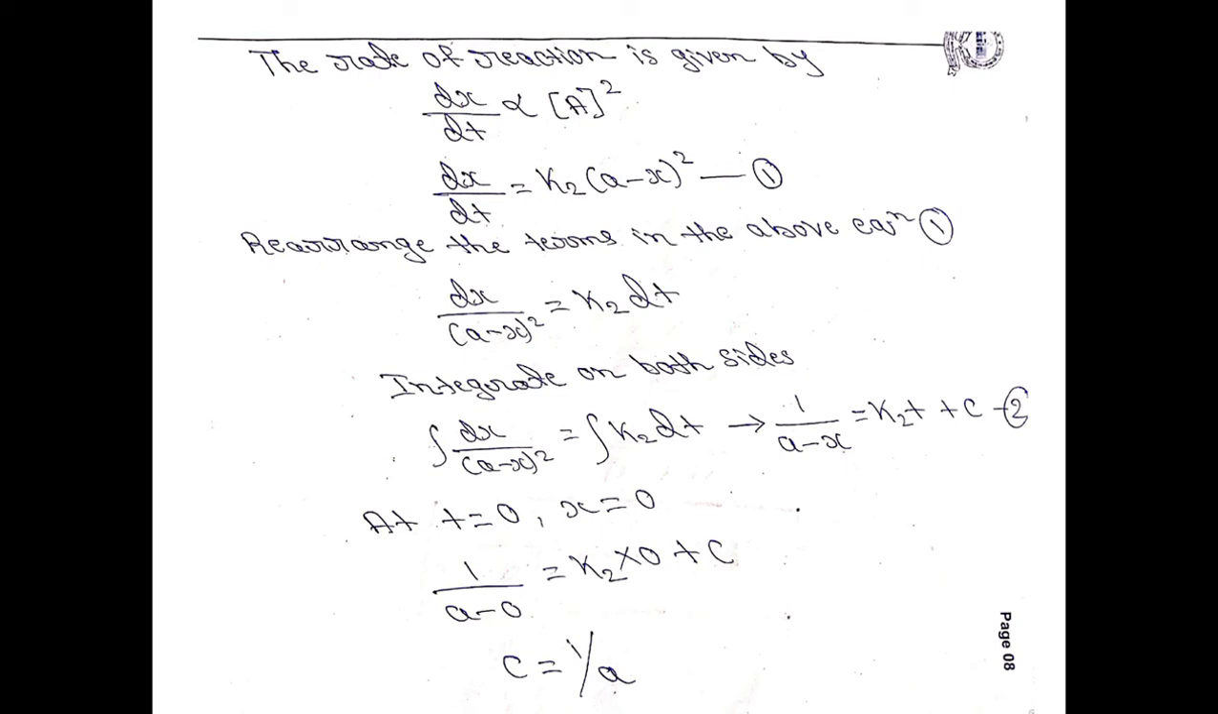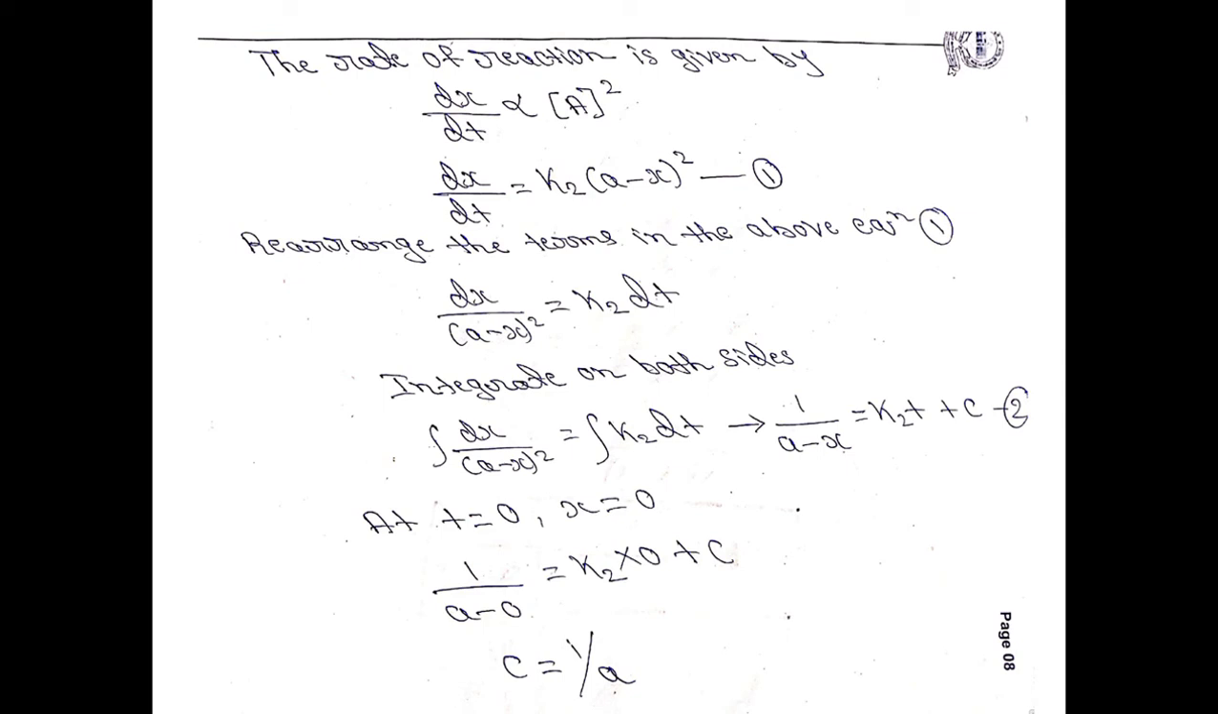Integrate on both sides of the above equation. The equation is integration of dx divided by (a minus x) whole square equals integration of K2 dt. By integration of 1 by (a minus x) whole square, we will get 1 divided by a minus x. By integration of dt, we will get t. Then the equation is 1 divided by (a minus x) equals K2 t plus c. This is equation number 2. c is the integration constant.